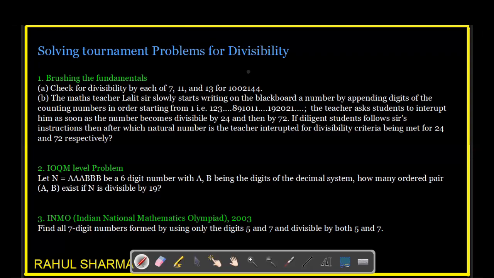And some of these are tournament problems. I have listed some 3 problems. The first problem is broken into 2 parts. These are slightly your appetizers to start with. The second problem is IOQM level problem. In IOQM, typically you have questions of 2 marks, 3 marks, and 5 marks. It depends on the mood of the person who has set the paper. But the second question will be for 3 or 5 marks only. And lastly, we'll also look at the Indian National Maths Olympiad question on the same theme, which appeared in 2003.